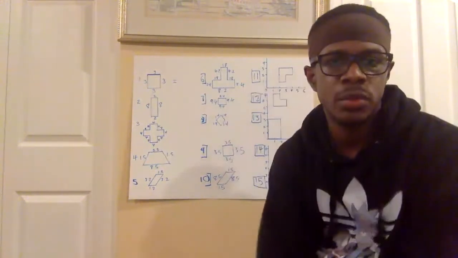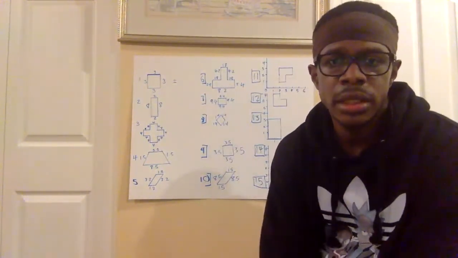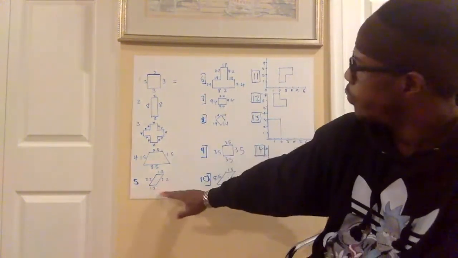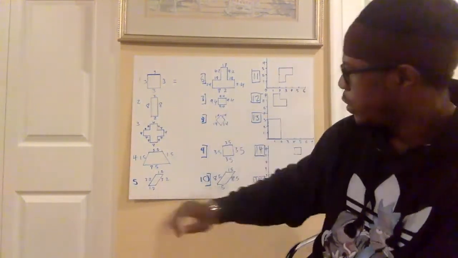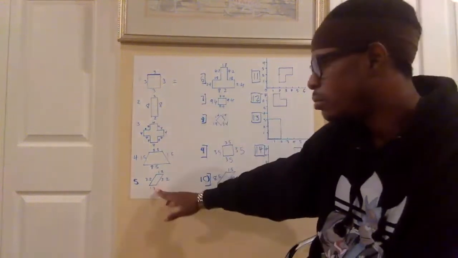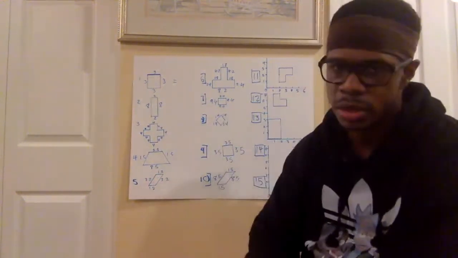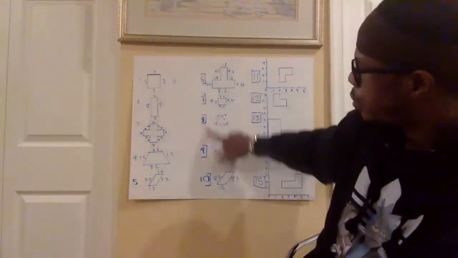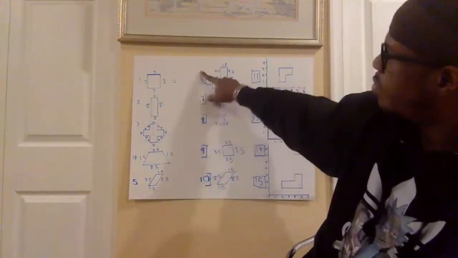Whenever you have decimal points, just line up the decimals. So number 5. What I want you guys to do is actually do 5, 6, 7, 8, 9, 10. I'm going to go over 5 with you, just to make sure we're on the same page. And then I want you to do the rest by yourself.